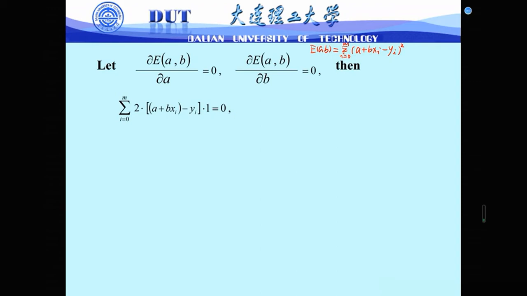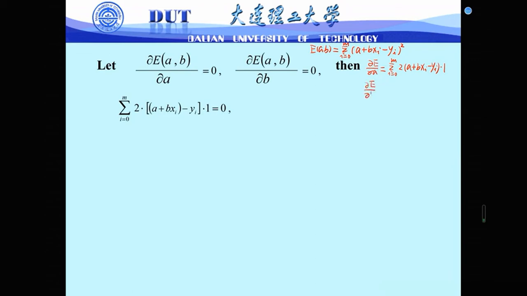I write here, firstly, partial E partial A. Because here is summation, again summation i from 0 to M. For the square term, take the partial derivative on A. Firstly, it should be 2 times (a plus b xi minus yi), then multiply the partial derivative on A. So the result should be 1. So this is partial E partial A: 2 times (a plus b xi minus yi) multiply 1, where 1 means the partial derivative of this term.